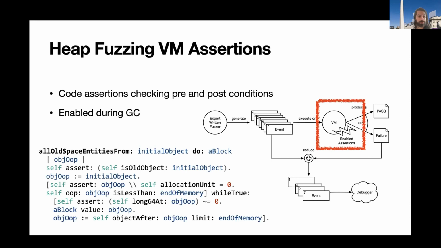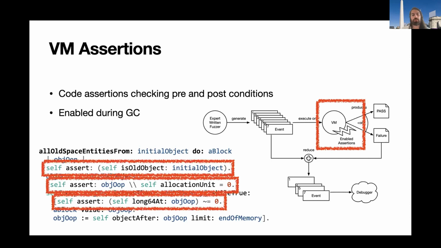In between the lines, you have a couple of assertions. Those assertions are validating that the iteration is healthy. Those are the kind of assertions that can detect a problem. So if you have an object that is broken, one of these assertions will fail. And we have a lot of those in the garbage collection implementation.